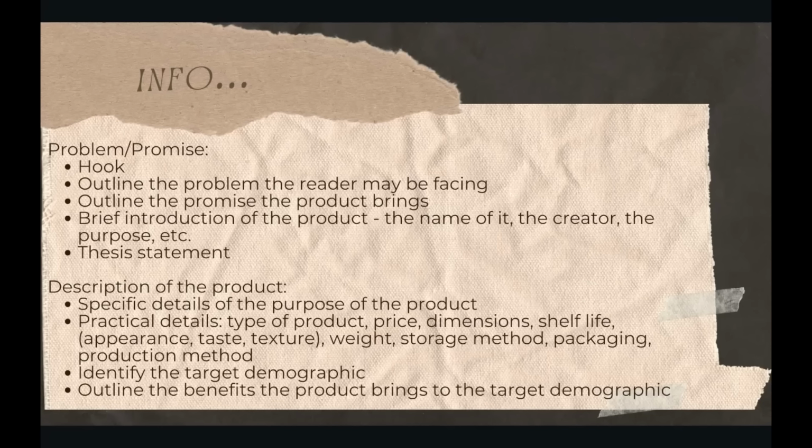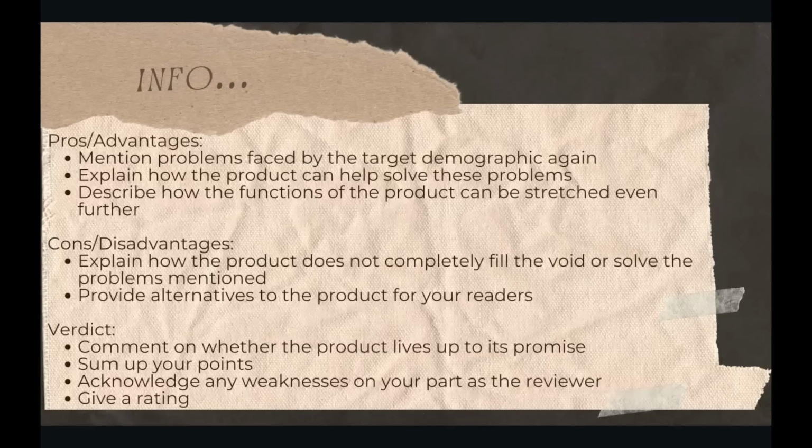And then you give a description of the product in which you give specific details of its purpose and any practical details, and you'll have to identify the target demographic and also outline the benefits that the product brings to them. And then, of course, you're reviewing, so you'll have to talk about both advantages and disadvantages. You can talk about the problems faced by the target demographic in more detail this time and explain how the product can be used to solve these problems. You can also talk about the other functions of the product and how it can go even beyond this problem.